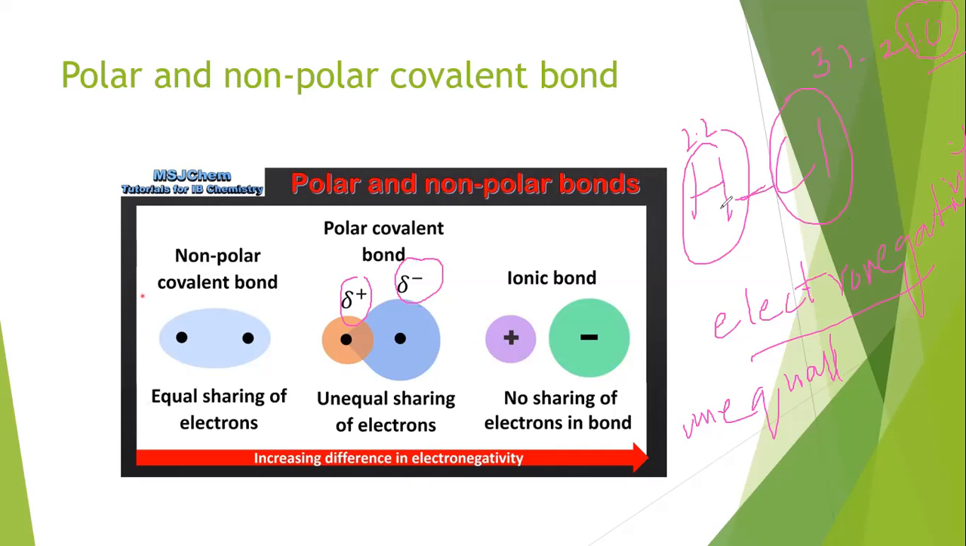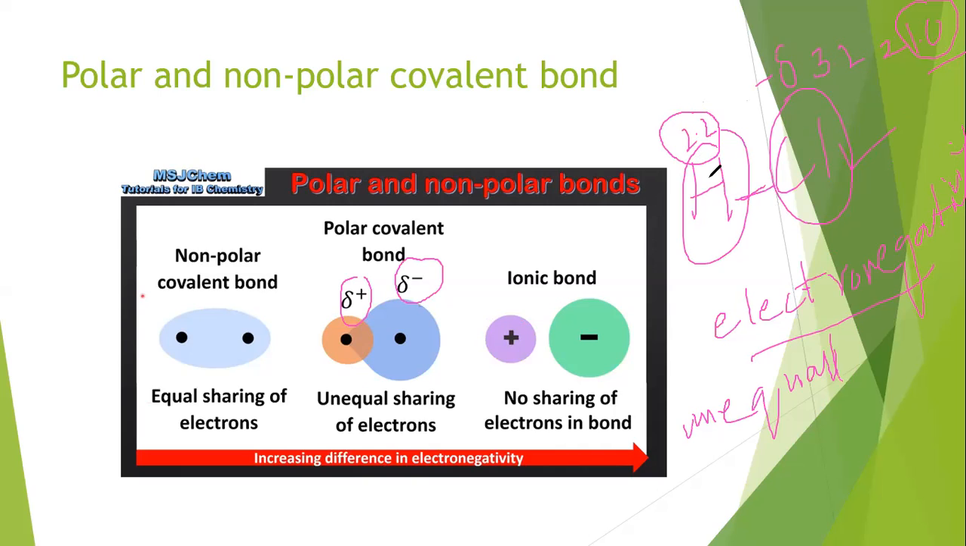As we know, hydrogen is less electronegative as compared to chlorine. So due to the more electronegative value, chlorine contains partial negative charge, because chlorine will attract the electron pair more towards itself as compared to hydrogen. Because hydrogen has less electronegativity, it will attract the electron pair towards itself less than chlorine.